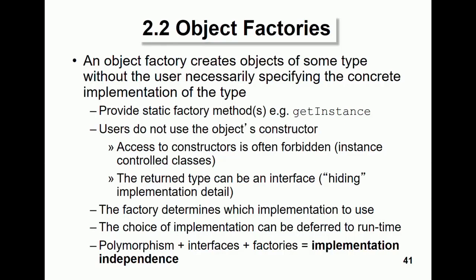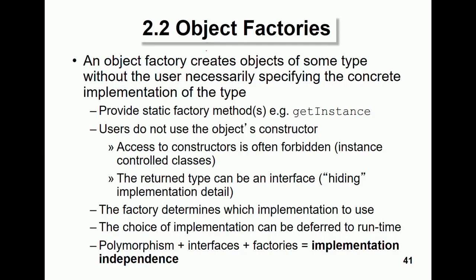There are situations where you want to be able to control the creation of objects. You want to have a measure of control of when objects are created and which objects get created. So that's where object factories come in. It's a way to control the creation of objects.